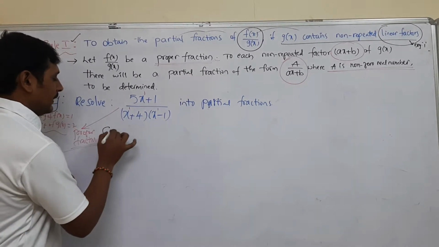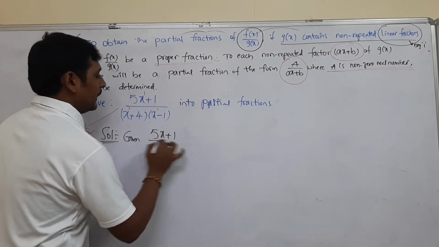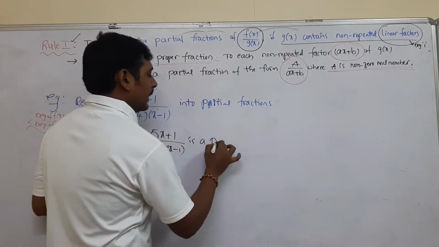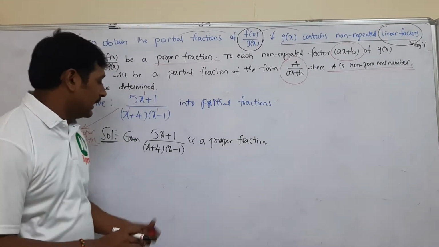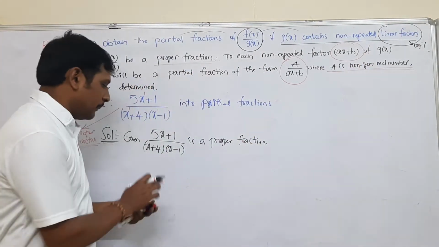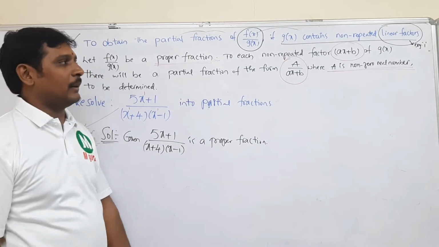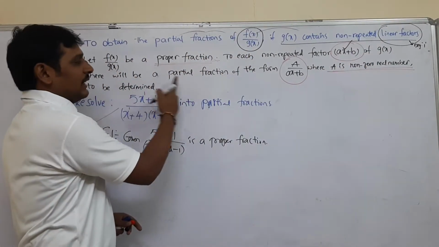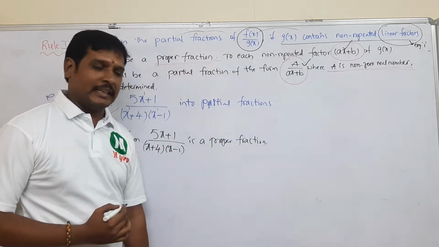So let us take first: given 5x plus 1 by x plus 4 into x minus 1 is a proper fraction. So the first condition we verified. Then, whenever we get a proper fraction, for each non-repeated factor, is it repeated? No. These are linear factors which are not repeated. So for each of the factors, what partial fraction do we need to take? We need to take a partial fraction of the form A by ax plus b.